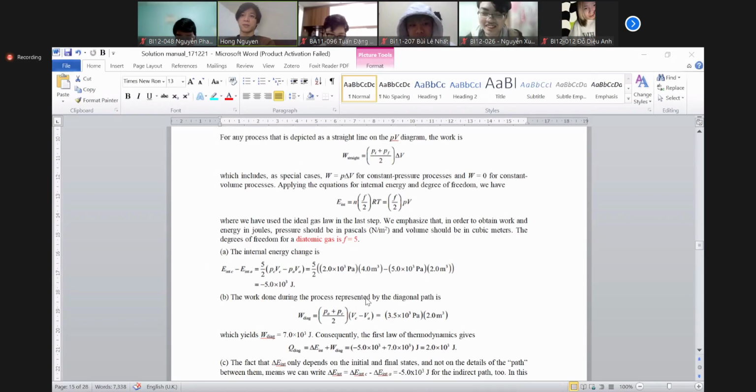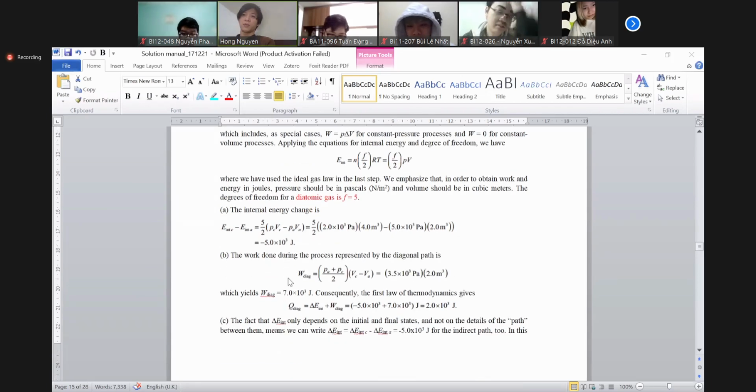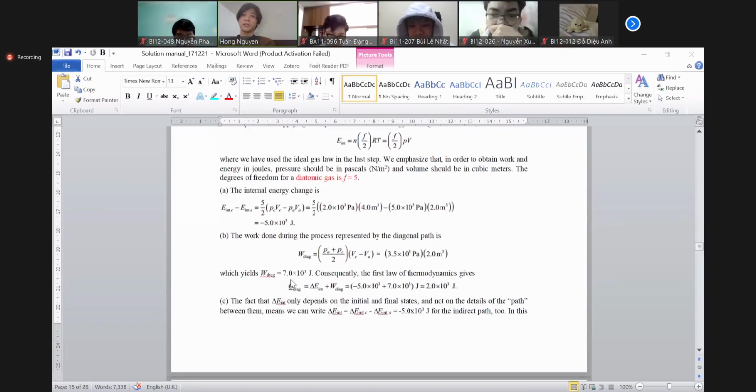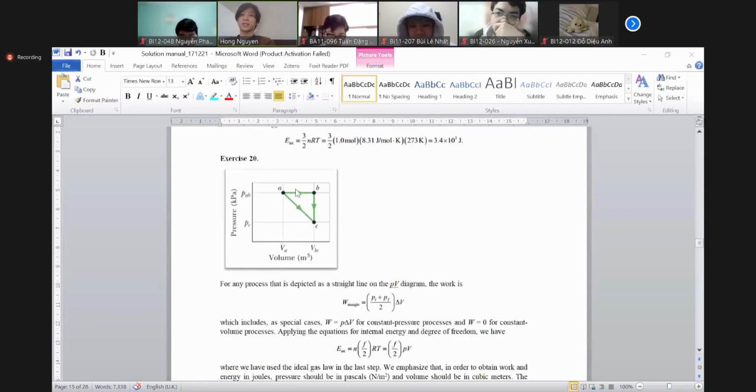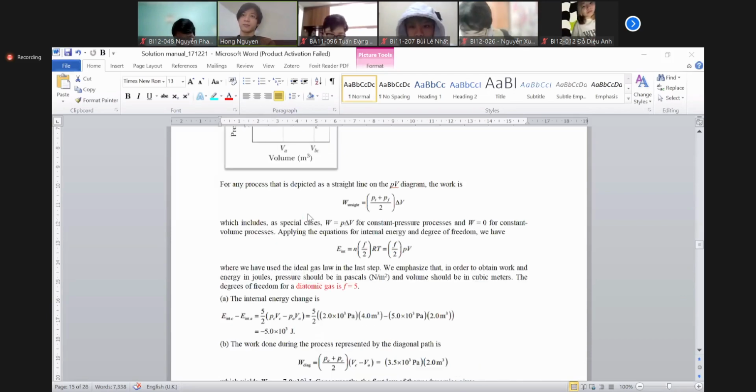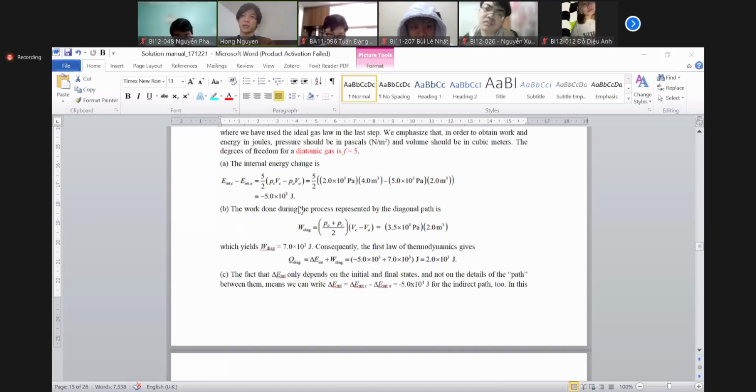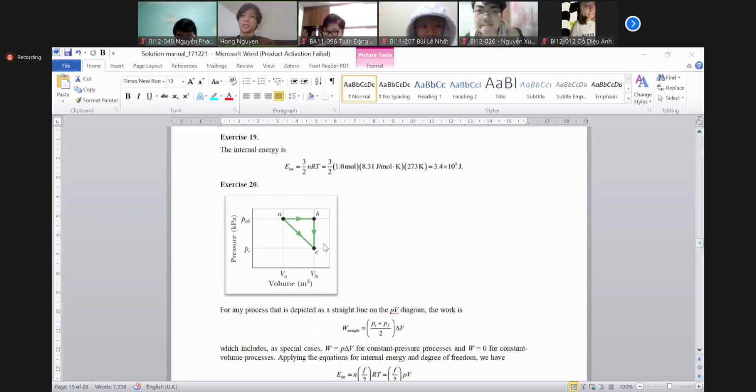For the work done during the process and the heat, because what we need is to find the heat of the path AC, for example, we need to determine the work first. The work is actually the area under the curve. I told you so many times, this area. Then you should be able to calculate it here. Then you use the first law of thermodynamics, and you have the heat of the process AC.